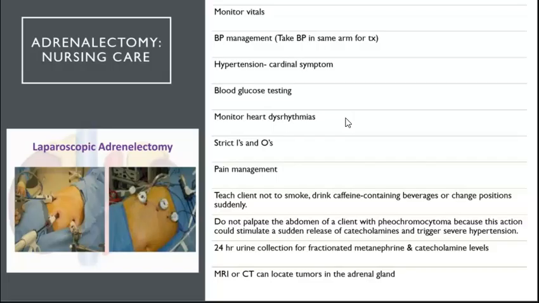The patient should never smoke, drink caffeinated beverages, or change positions suddenly. We don't want anything to overstimulate and bring the blood pressure worse. We want time for healing. We don't want further vasoconstriction. Do not palpate the abdomen with a pheochromocytoma because that's going to cause further secretion of those hormones. 24-hour urine collection to look for catecholamines. And then an MRI or CT to locate those tumors. Ultimately, they're going to have severe hypertension before they go in for surgery.